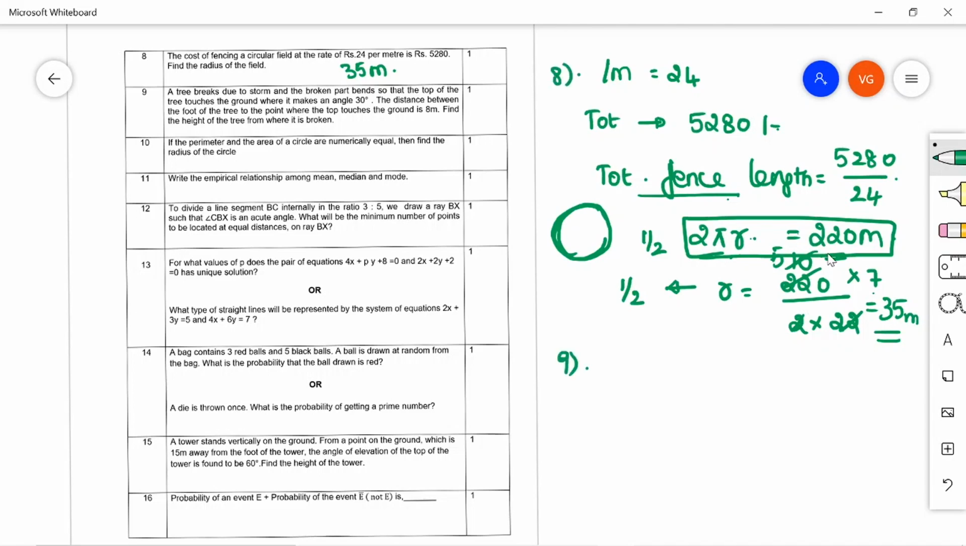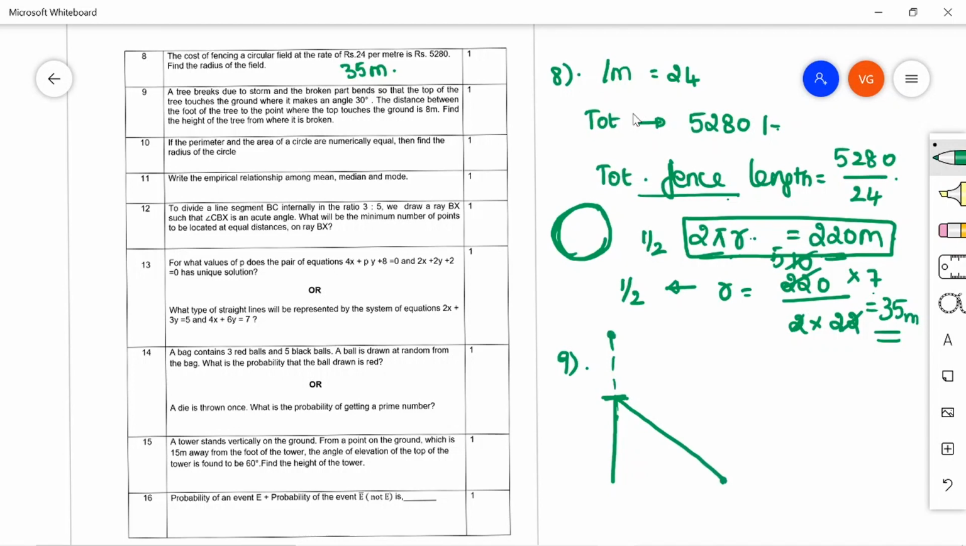Now let us see question number 9. A tree breaks down due to storm and the broken part bends so that the top of the tree touches the ground, where it makes an angle of 30 degrees. The distance between the foot of the tree to the point where the top touches the ground is 8 meter. Find the height of the tree from where it is broken. So this is a trigonometry question, right? Suppose this is the full tree we have. Because of storm, the tree has broken down like this. It is touching the floor.